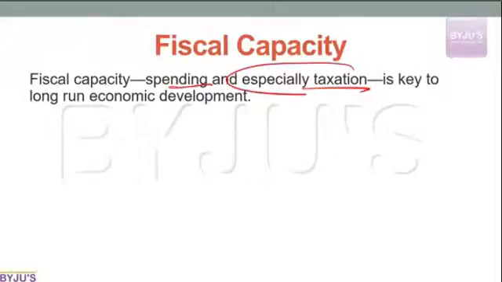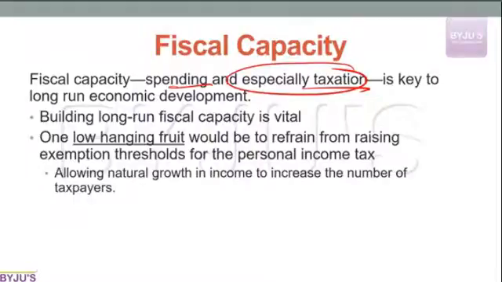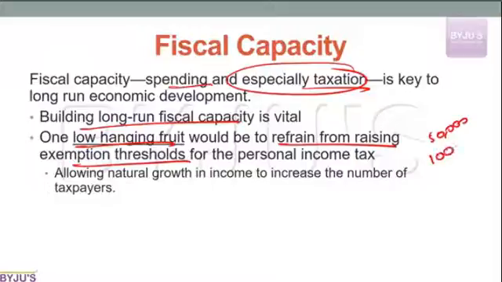So fiscal capacity is about spending and about taxation, and especially about taxation because only by taxing can you spend. How else will you get the money? So overall we have to build a long-run fiscal capacity. One easy way to do it is by refraining from raising exemption. What is raising the exemption? Let's say initially government says people below 50,000 don't have to pay any tax. Then government says people below 1 lakh income don't have to pay any tax. Then government says below 1,50,000 people don't have to pay any tax. This is called raising the exemption threshold.